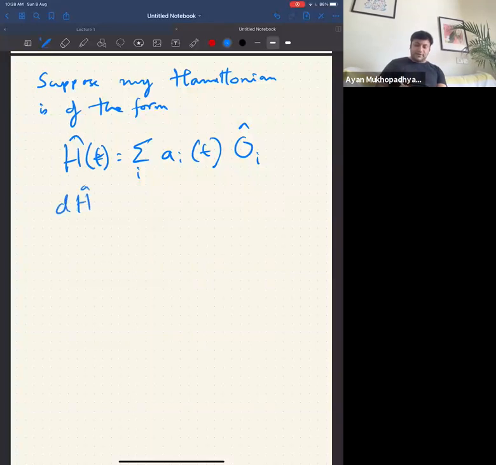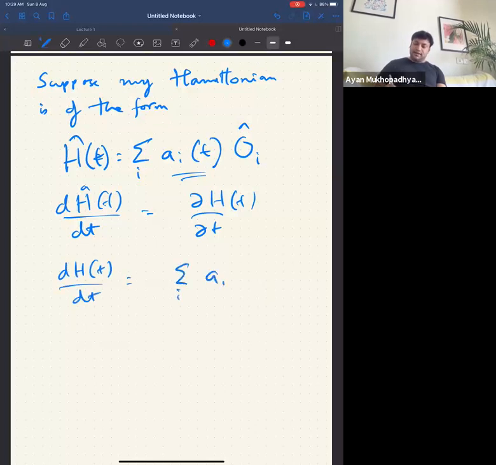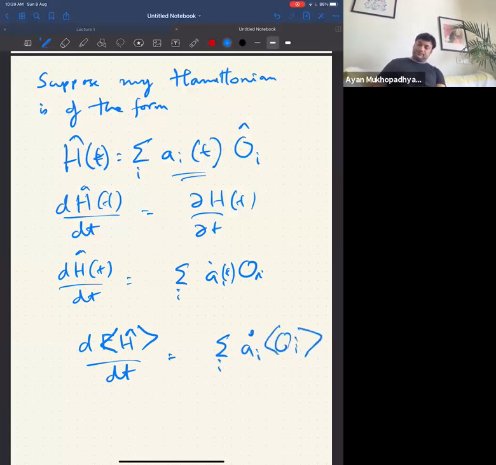I guess you already know this equation, the Heisenberg equation. Basically it means that you have to only differentiate these coupling constants, right? So dH/dt would simply be, of course, the sum over i of a_i dot O_i. So if I want to see how the energy changes with time, that is the expectation value of dH/dt, which would equal the sum over i of a_i dot times the expectation value of O_i. So this is how the energy changes with time. Okay, so the energy is not constant because I'm driving the system.